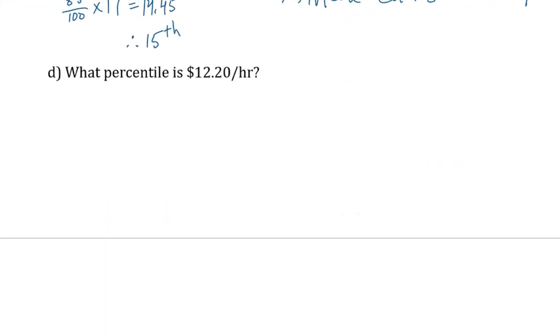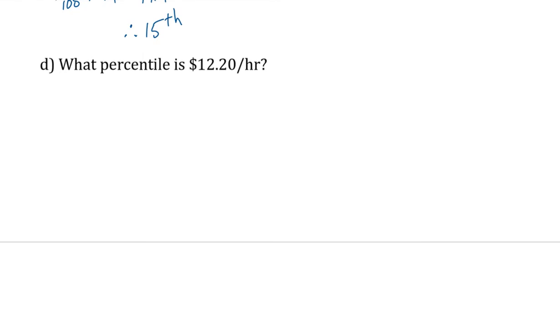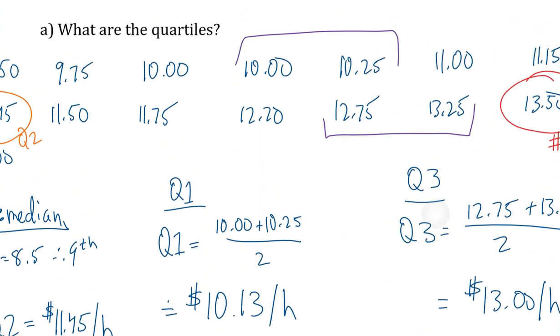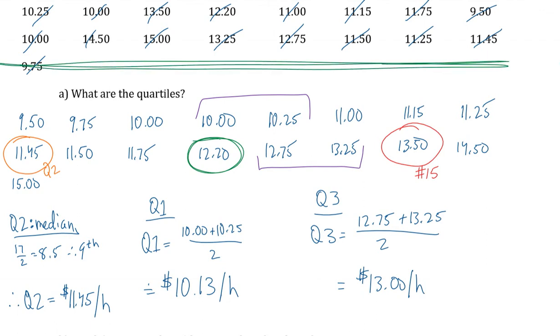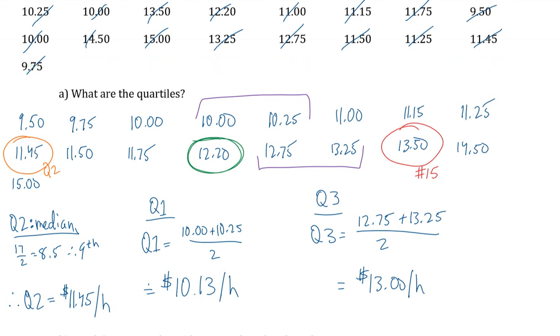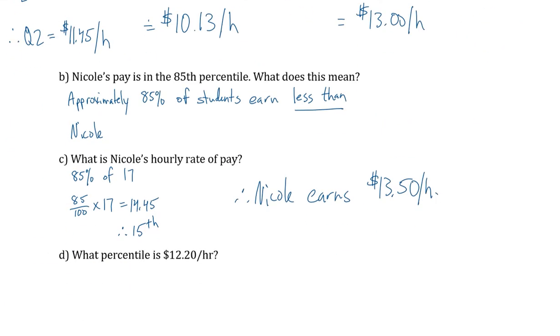Okay, and finally, this is our last question. What percentile is 1220? So I have to find 1220, and here it is. And I have to figure out what number that is. So again, I can't use the unordered data. It has to be in order. That was our first point that we made. We have to always be using the ordered data. So let's see, 1, 2, 3, 4, 5, 6, 7, 8 to the end of the row, 9, 10, 11, 12th. So 1220 is the 12th.